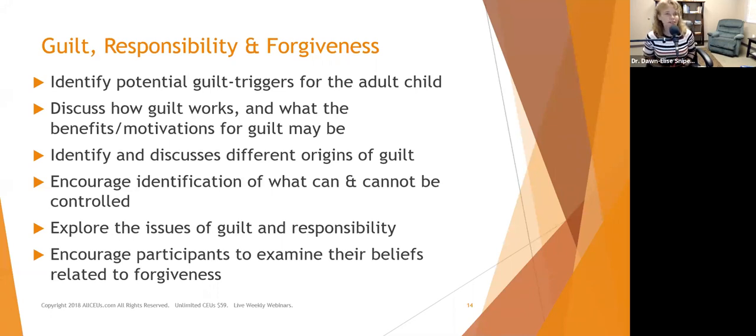What's the point? Is it to get revenge? Is it to get power over the person? Is it to make them feel as badly as you felt? Let's start talking about some of these motivations so you can understand why it's happening. Doesn't mean it's okay, but understand why it's happening. Identify and discuss different origins of guilt. Encourage identification of what can and cannot be controlled.